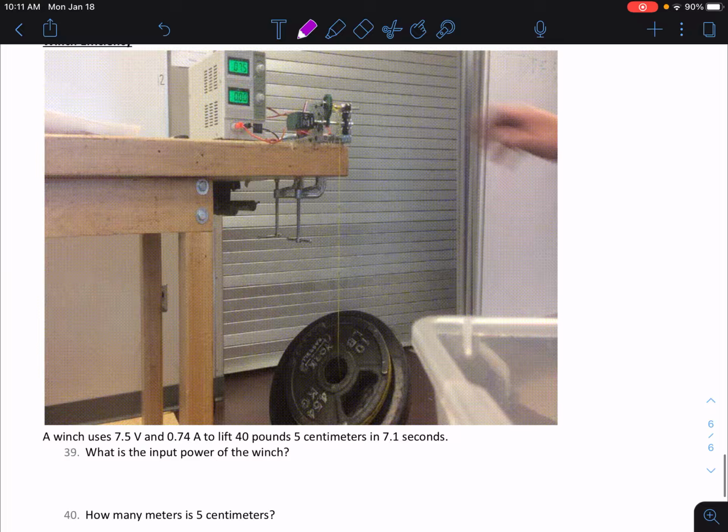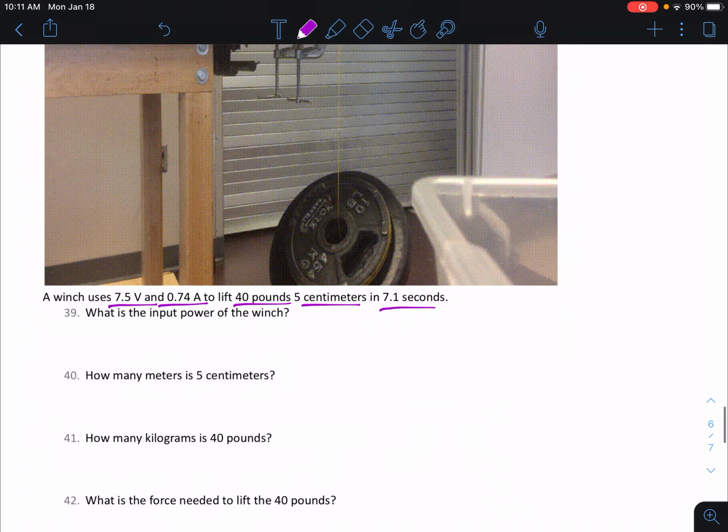Let's see, the next one here, we have the winch. Okay, don't forget about our winch problems. We're given information that this winch used 7.5 volts and had a current of 0.74 amps. The mass that's being lifted here is 40 pounds. Just like in the lab that we did, we lifted it 5 centimeters, and the time it took was 7.1 seconds. Okay, so the first one here, number 39, what is the input power?